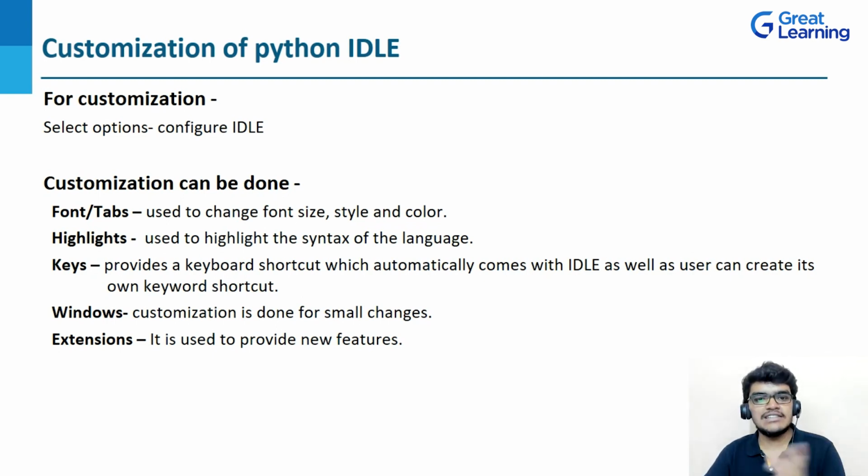Now, what are keys then? Python IDLE provides keyboard shortcuts, right? Which come automatically with IDLE, and along with that you can even create your own keyboard shortcuts. Now coming to the windows, you can do customization here for small changes. Now coming to the last point, extensions. Extensions are used to provide new features. So this is the basic idea. Now let's see this customization in Python IDLE.